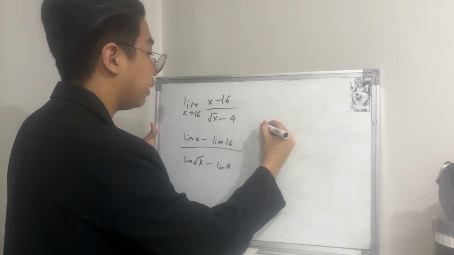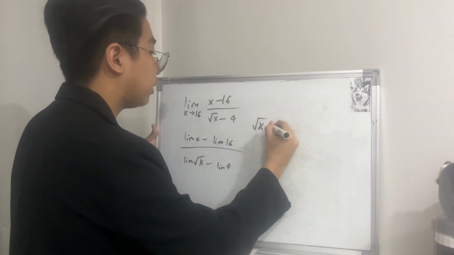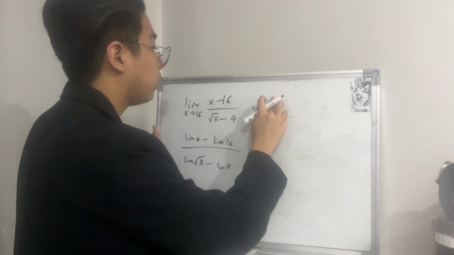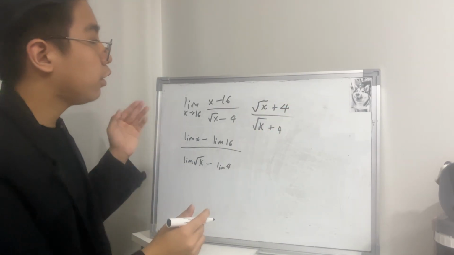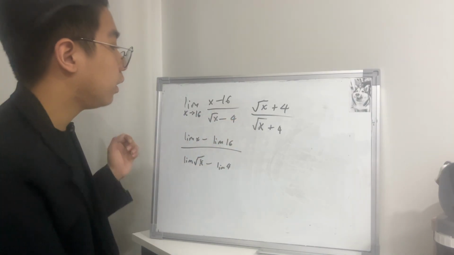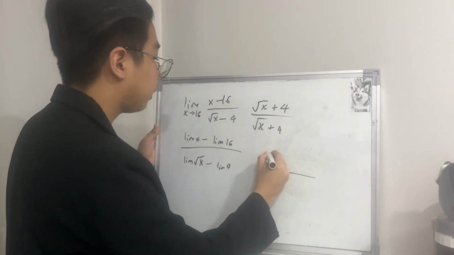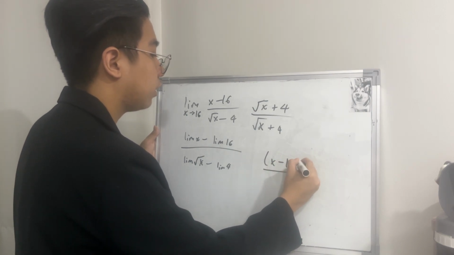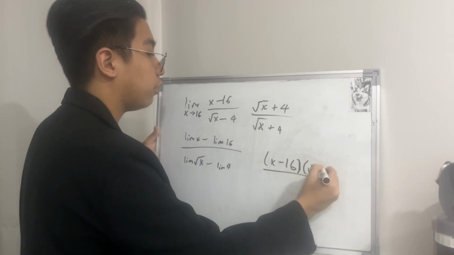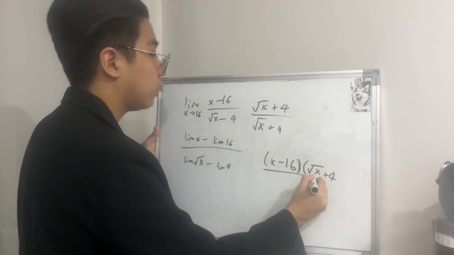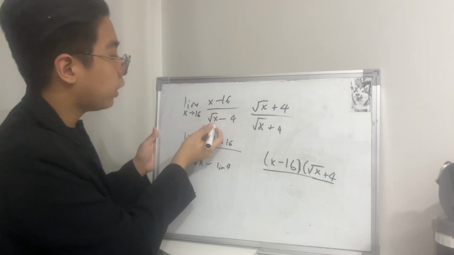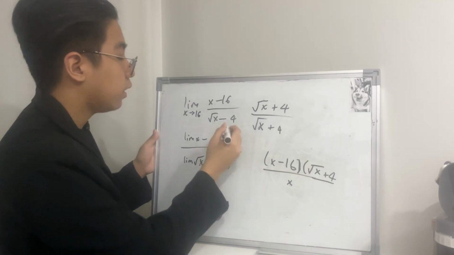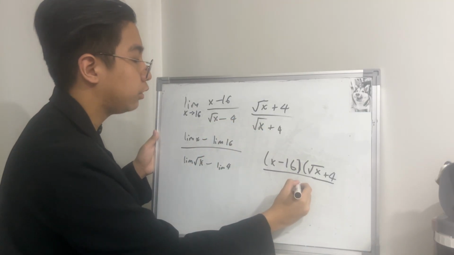So it would be square root of x plus 4. What we're going to be doing is multiplying the whole fraction. For our numerator, we will just copy it, x minus 16, and I will explain it later. Then we will multiply our denominator. Square root of x times square root of x equals x. Negative 4 times positive 4 equals negative 16.